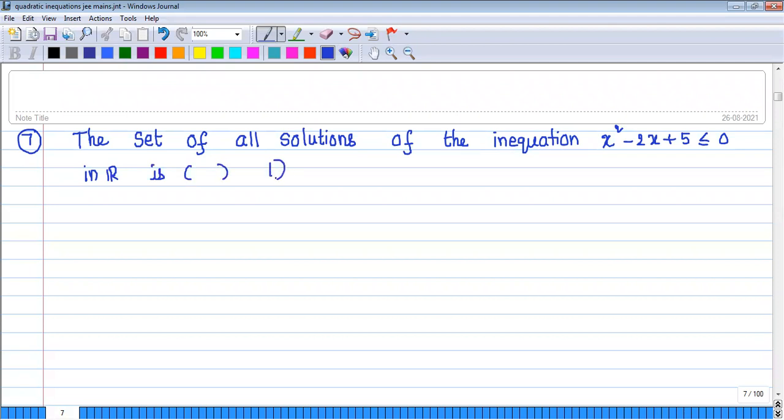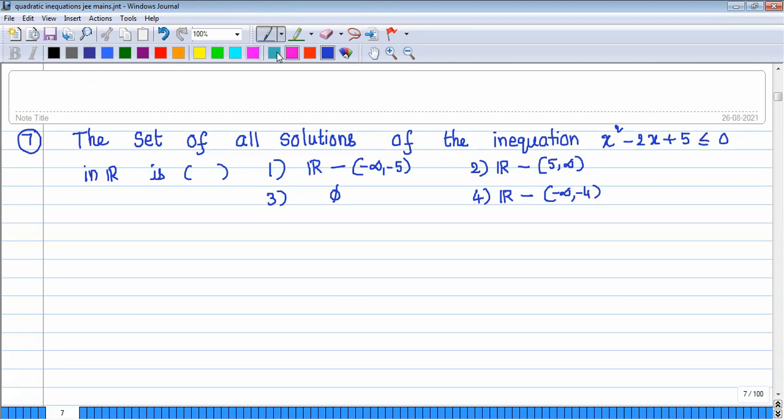So first option, set of real numbers minus the interval minus infinity comma minus 5. Second option, R minus 5 comma infinity. Third option, pi, that means no solution. Fourth one, R minus negative infinity comma negative 4.